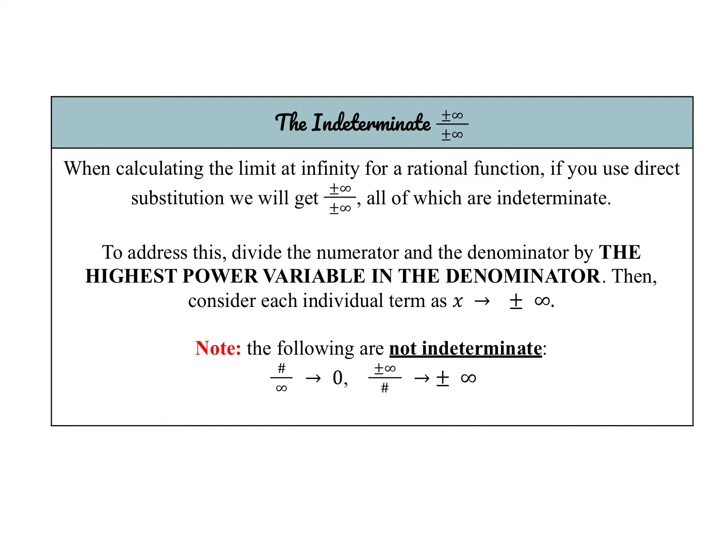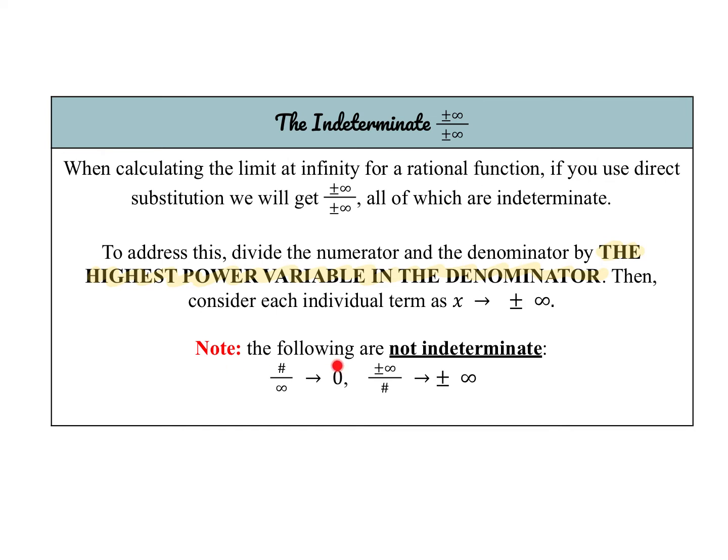So remember, previously we worked with the indeterminate 0 over 0. Here we're going to work with some form of positive or negative infinity over positive or negative infinity. So when you see this case, the trick that we're going to use is to divide the numerator and denominator by the highest power variable in the denominator. This should help us then evaluate using direct substitution.